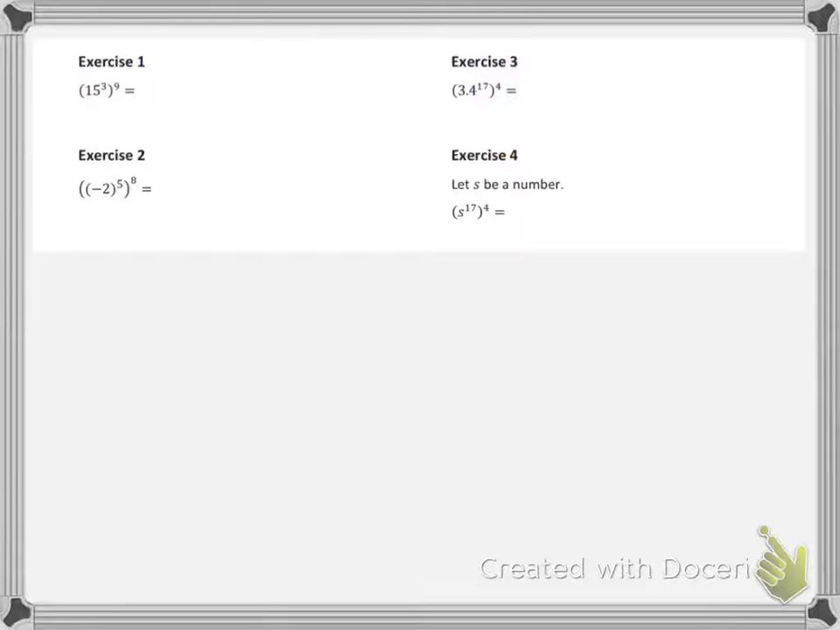All right, so let's try a few of these on exercises 1 through 4. Exercise 1, I have 15 to the 3rd raised to the 9th power. So that means I'm going to have 15 to the 3 times 9 power. And we could multiply those together, but for now we'll just write it in this form so we get used to remembering that when we raise an exponent to another exponent, we multiply those exponents together.